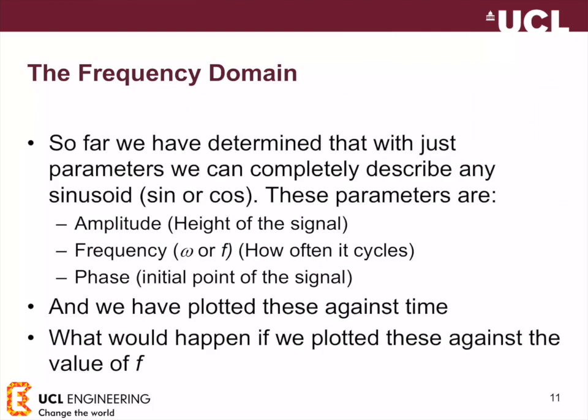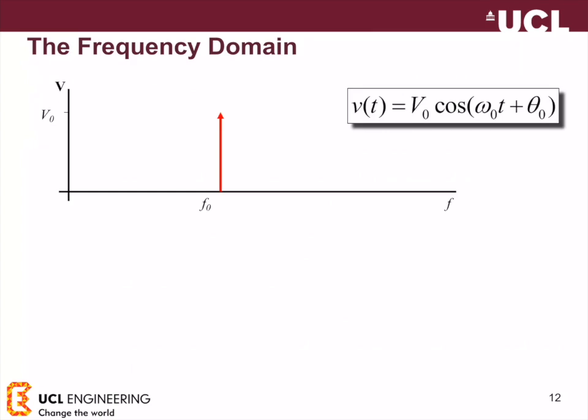So we can describe any of our sine waves by just 3 elements: amplitude, frequency, and phase. The height, how fast it changes, and where it starts against t equals 0. And we can plot those against time. But what happens if we want to plot against frequency, and why might we want to do that? Well, we can also use the frequency domain.